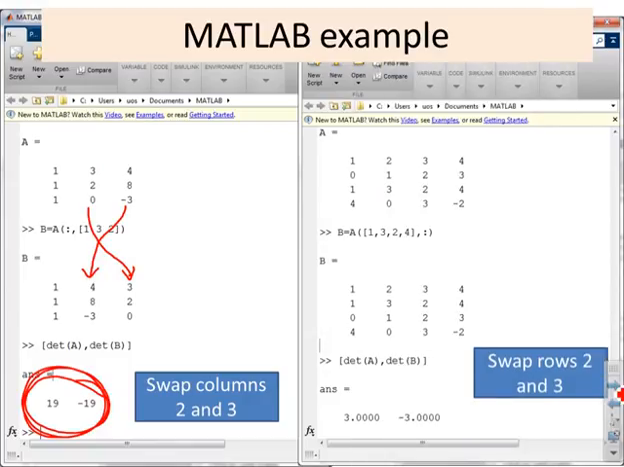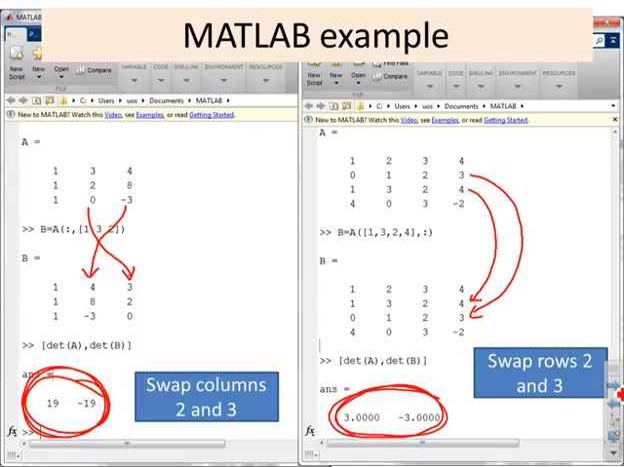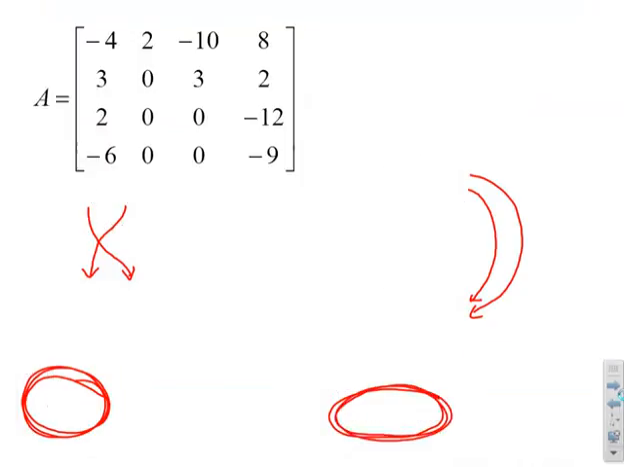Different example, what have I done here? I've swapped rows 2 and 3. So row 2 has become row 3, and row 3 has become row 2. And what do you notice about the corresponding determinants? They're the negative one of another.